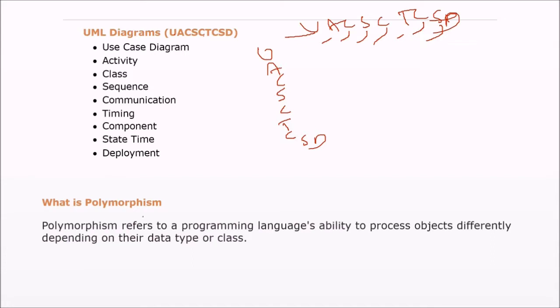What is polymorphism? Polymorphism refers to the programming language's ability to process objects differently depending upon their data type or class. So polymorphism provides you with an interface where you can use the similar name for various functionality.